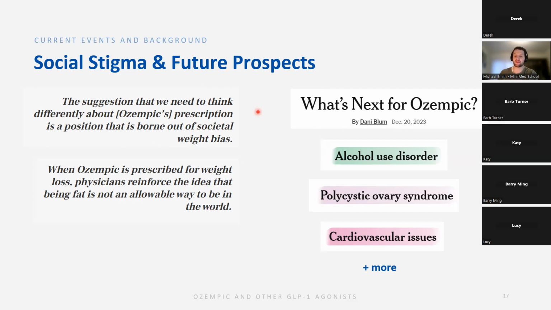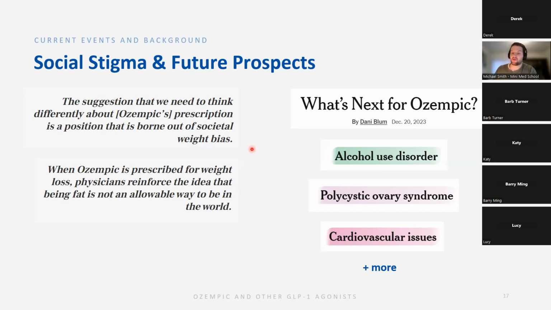On the other hand, there are many people who claim that treating people's obesity with Ozempic, when it's for weight loss, actually reinforces this stigma that being overweight is not acceptable in society. And so, as you can imagine, this whole issue here is a very complicated issue. It is something we are going to talk about more in this lecture as well.